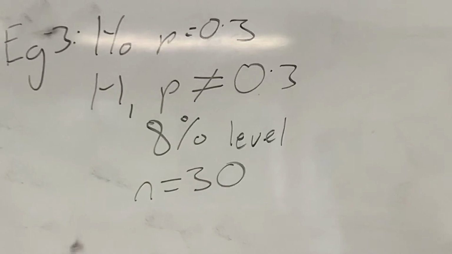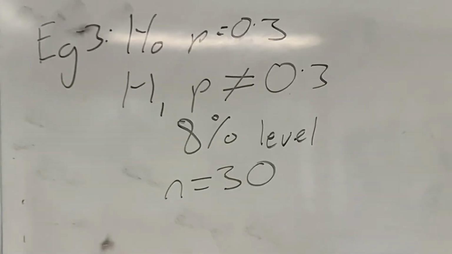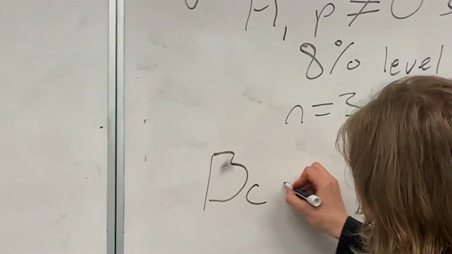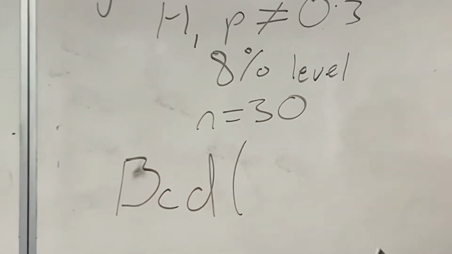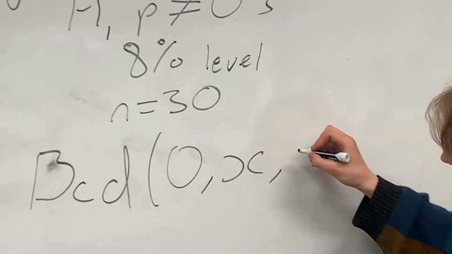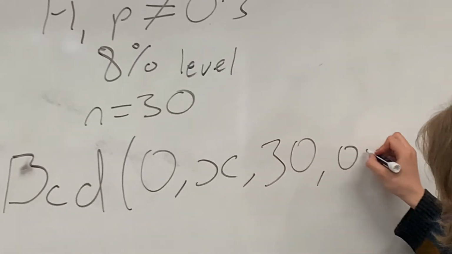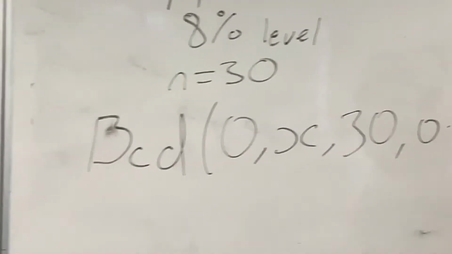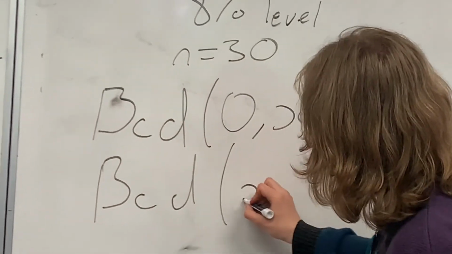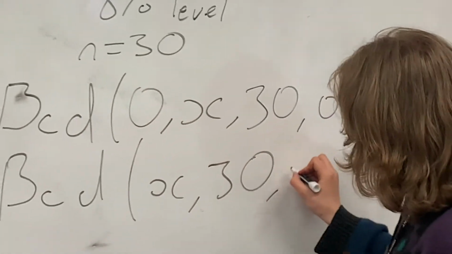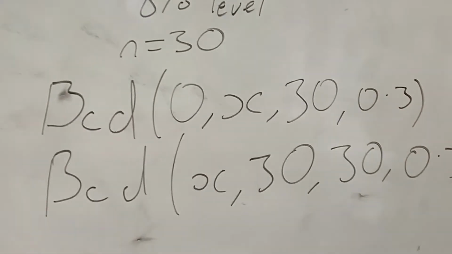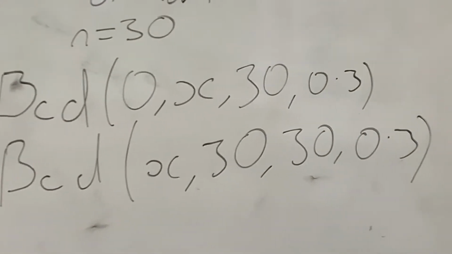Now, because you're testing does not equal, you've got to test for greater than or less than. So for one of them, you're going to have to put in BCD. If you're testing for less than, you would put in 0 through to X, and then obviously n is 30 and your probability is 0.3. For the other one, you're testing greater than, so you would put in your BCD of X to 30, where n is 30. Your probability is 0.3. That's a bit of a mess, but you know what I mean.